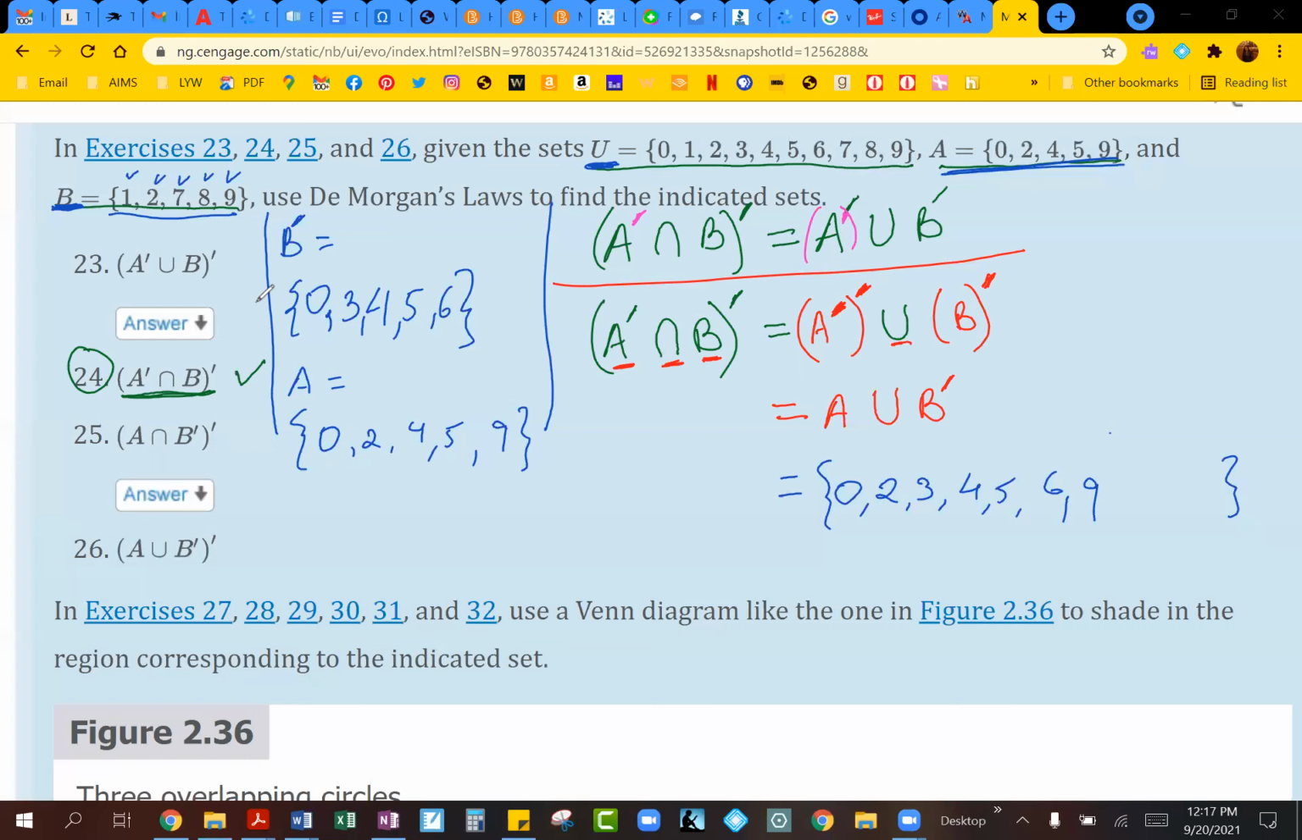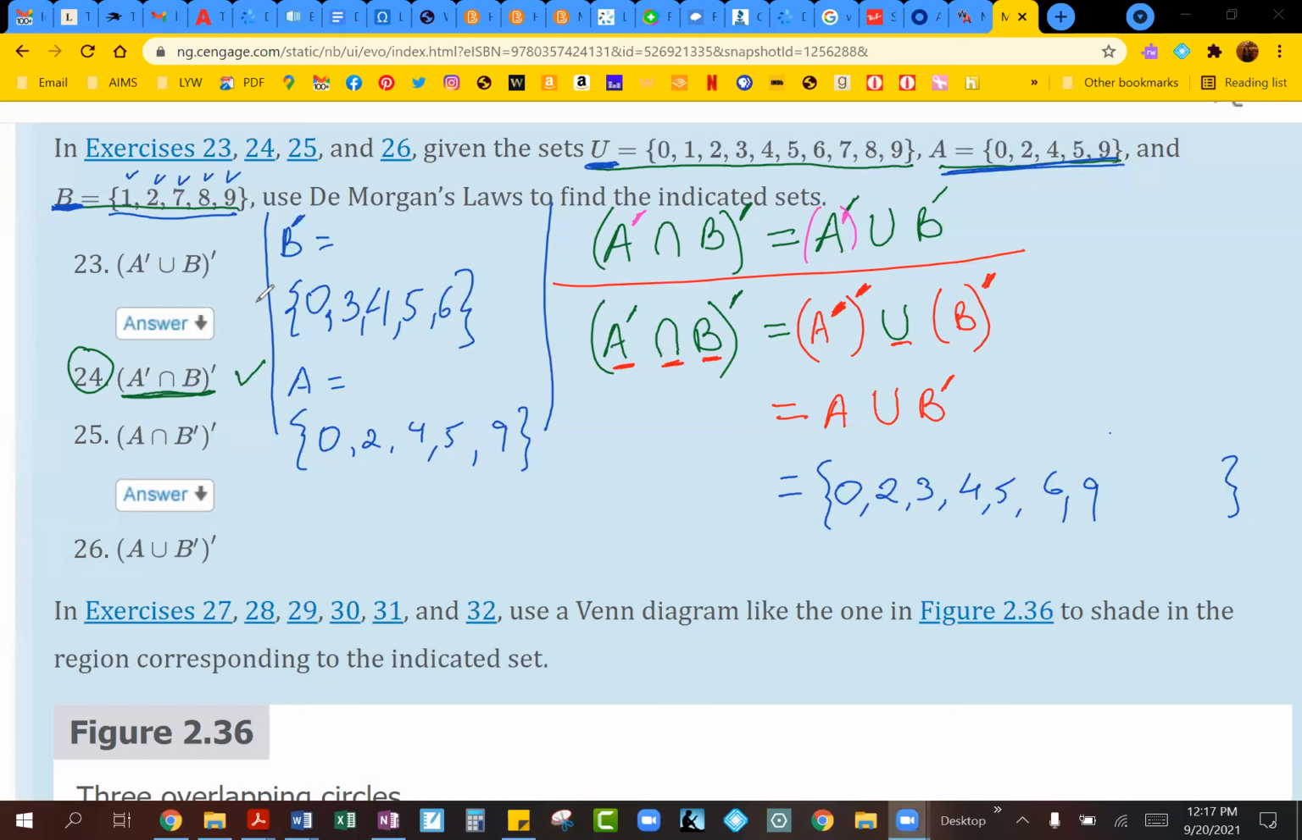So remember, union means bring everybody together, right? So whatever is in set A plus whatever is in set B complement. And if there's any overlap, you just write those numbers once. So again, you can see 0, 2, 3, 4, 5, 6, and 9. This is what should be in your union set.